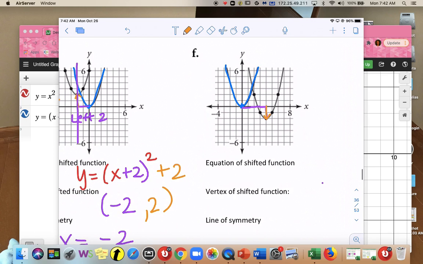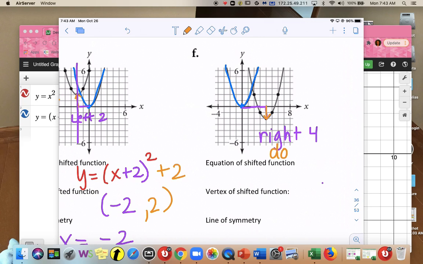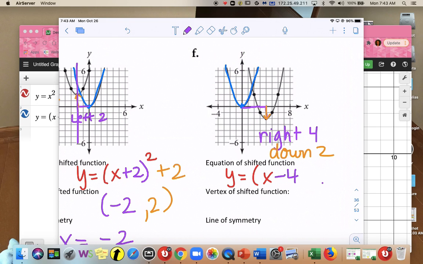Okay, so right 4, let me put this up again, too many colors. All right, so right 4, down 2. So when you write the function, we'll write y equals x, and then to the right 4 is the opposite of what I think in the parentheses, so minus 4.